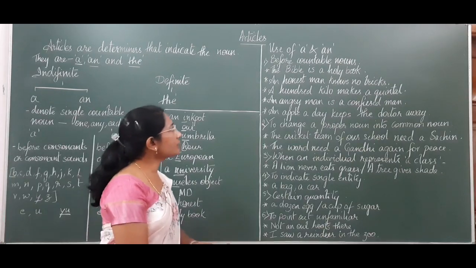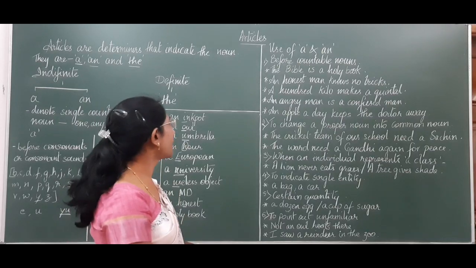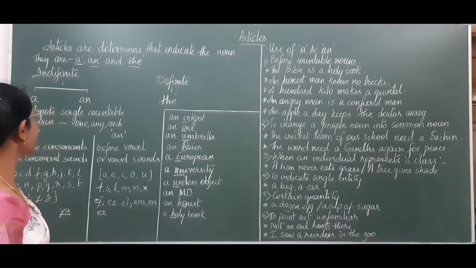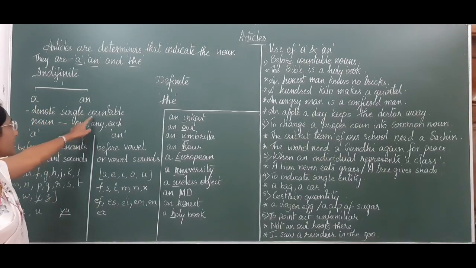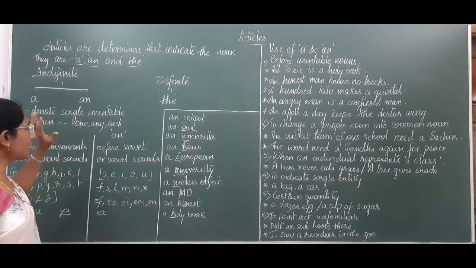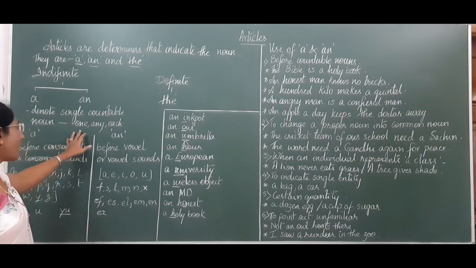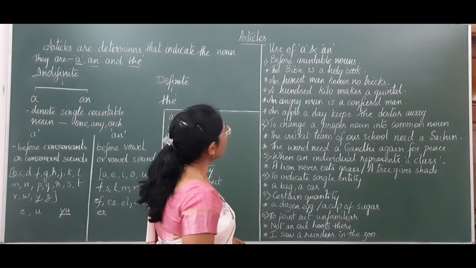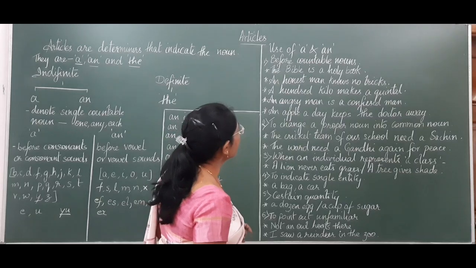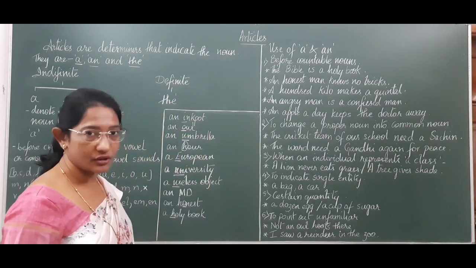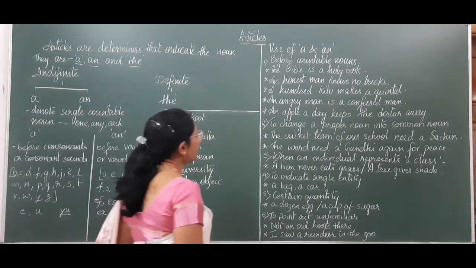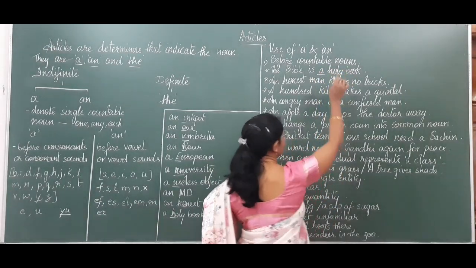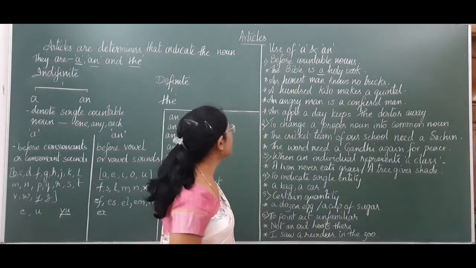Now we shall see the usage of a and an. We already know indefinite articles a and an are used to denote single countable nouns. Not a definite one, but any one or any or each. So, before countable nouns, we use a or an suitably. The Bible is a holy book. A holy book, producing the consonant sound.